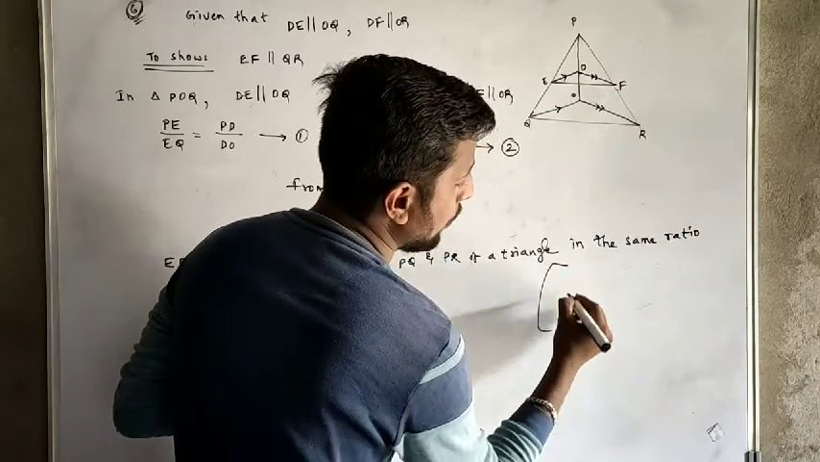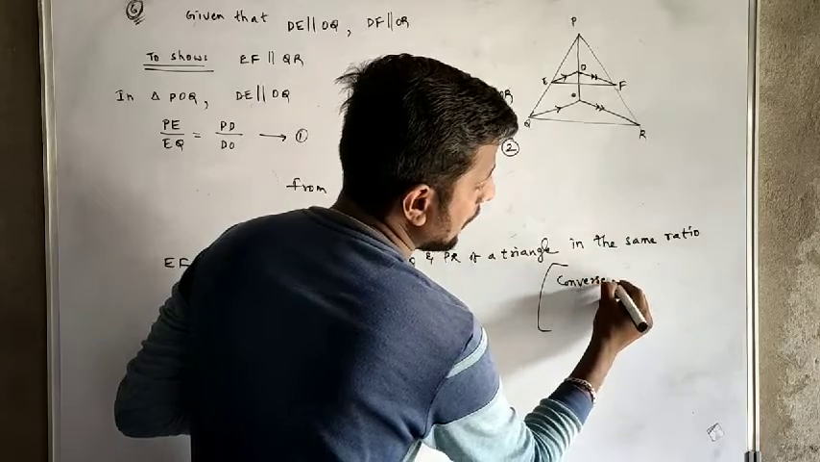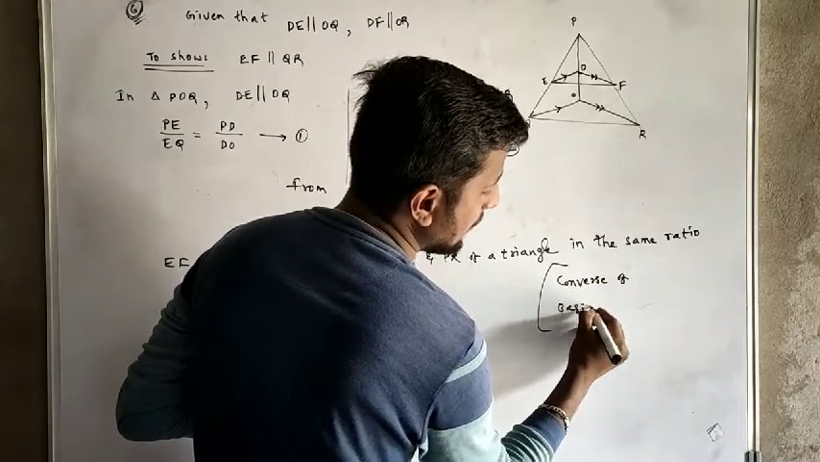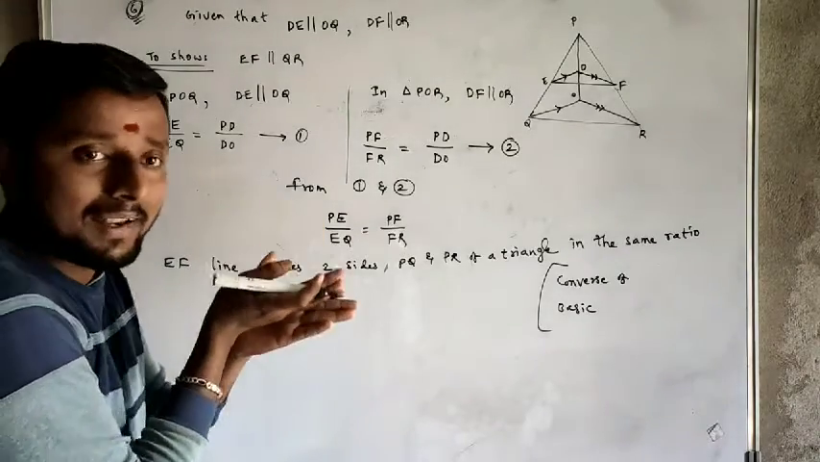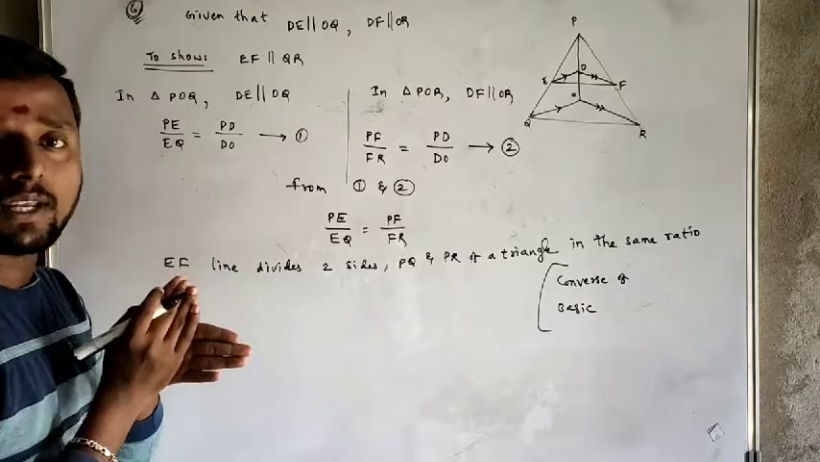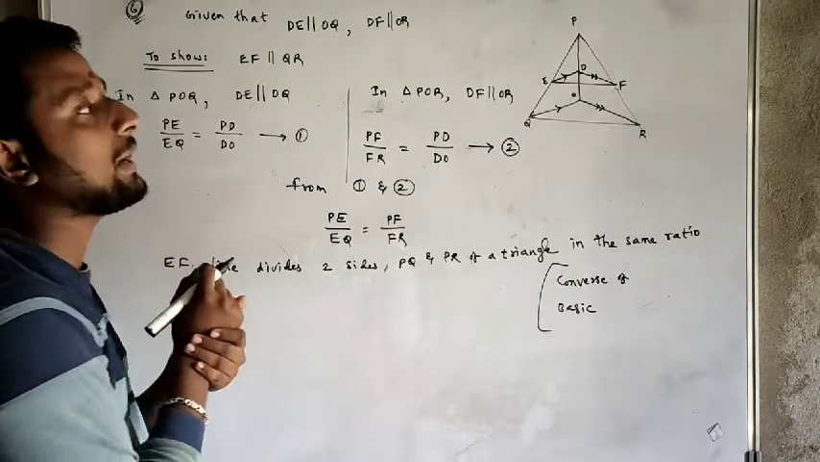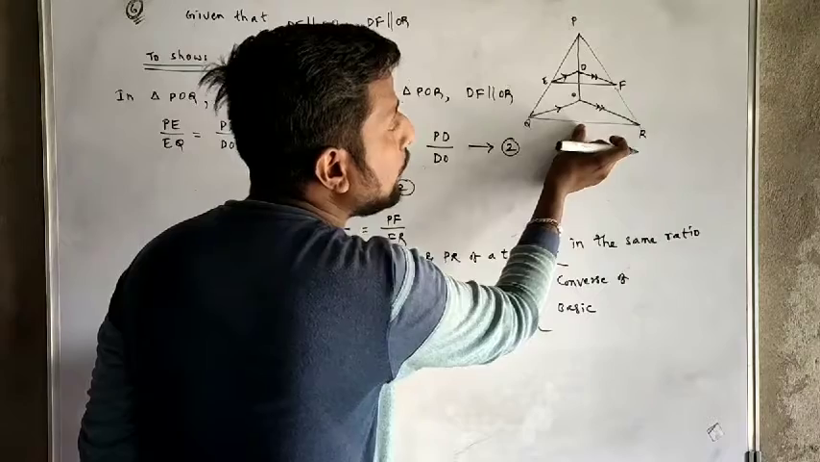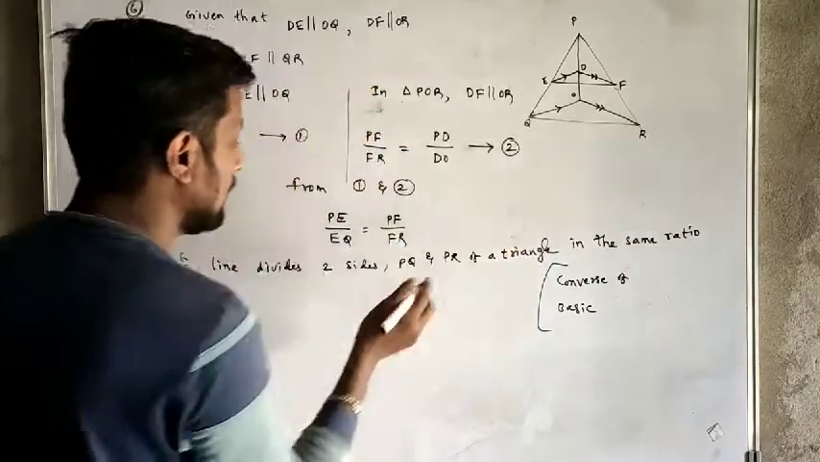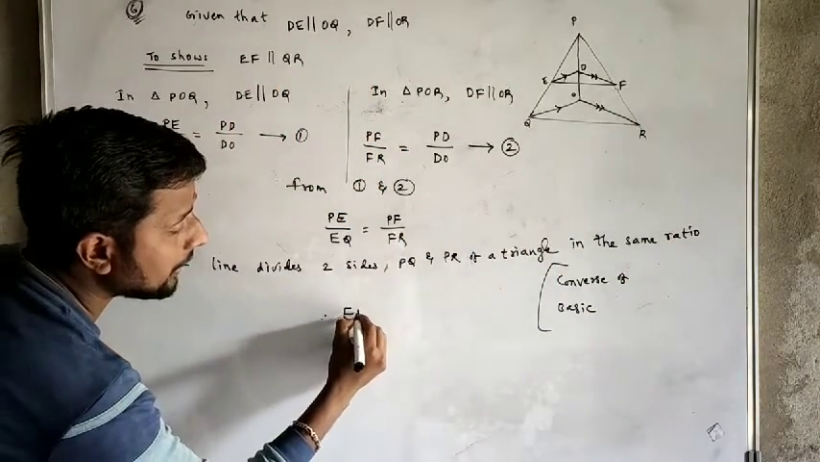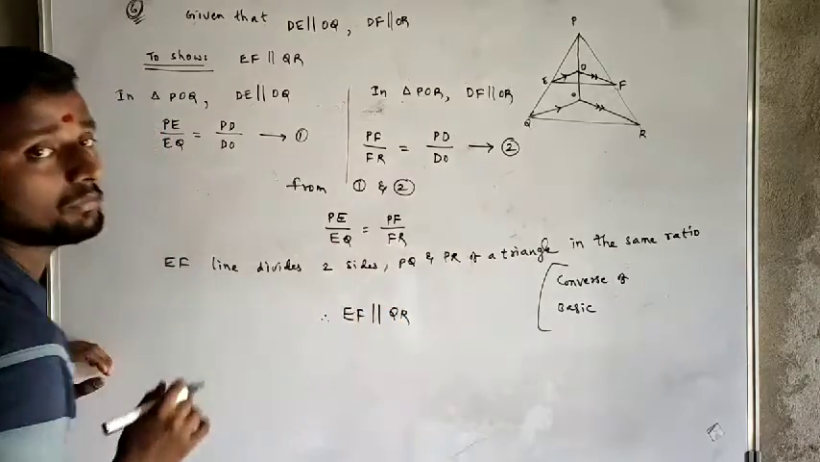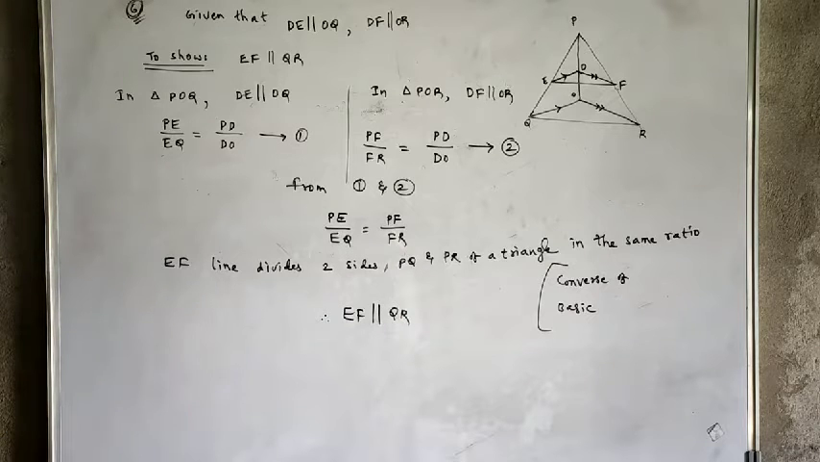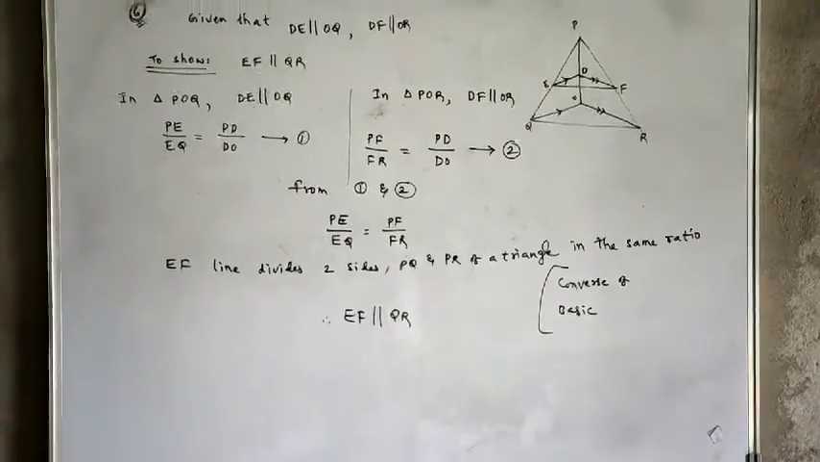Okay. If you go back to the converse of basic proportionality theorem, the reverse theorem of basic proportionality theorem, what does it tell us? If a line divides two sides of a triangle in the same ratio, then both lines will be parallel. So that means the line is parallel to a side of the triangle, okay. So therefore we'll write EF is parallel to QR. Yes, from 1 and 2, by the converse of basic proportionality theorem, okay.